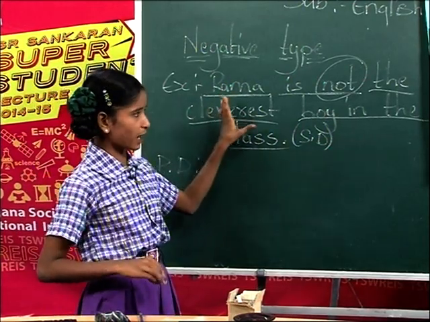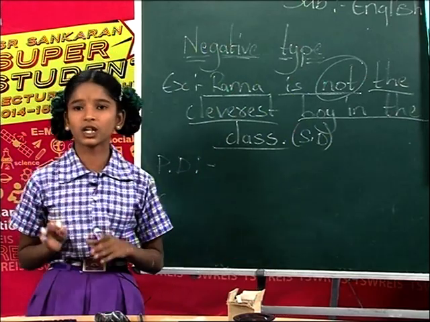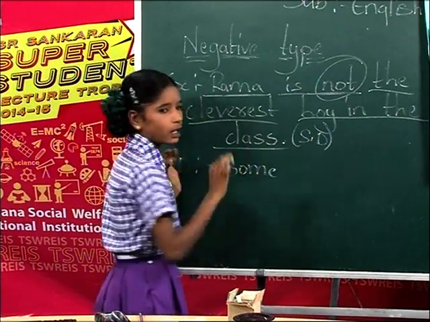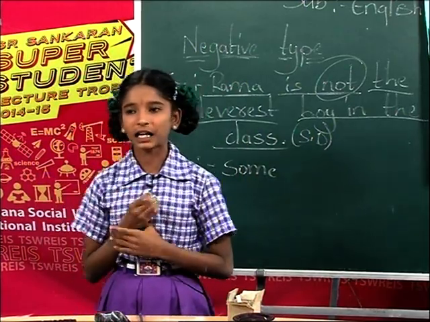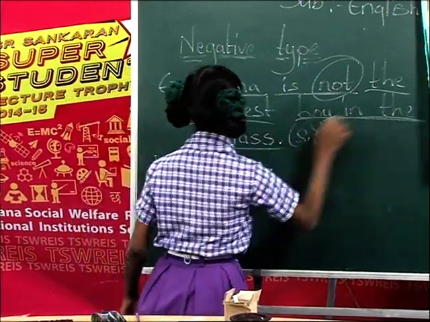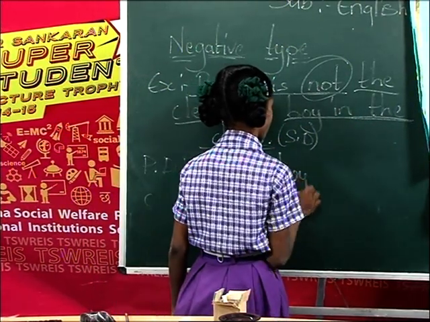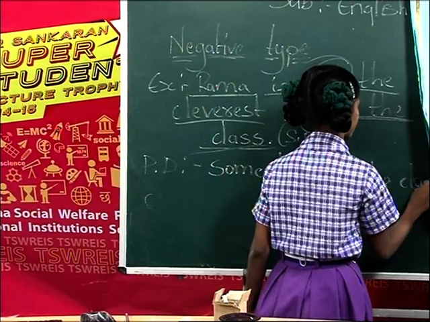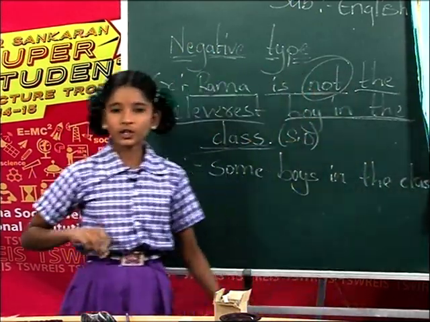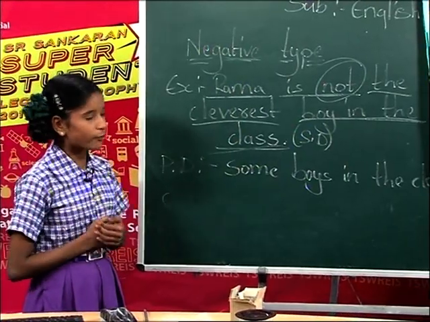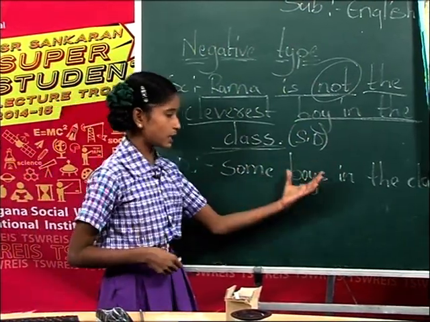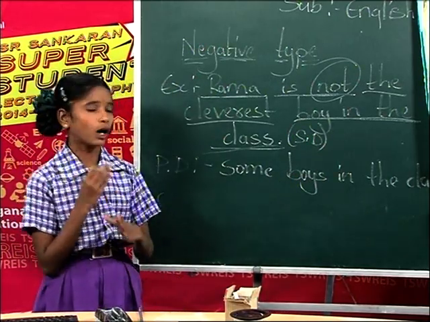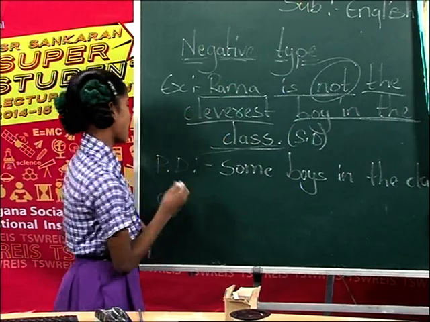While changing from comparative degree to positive degree, we should start with some. Now we should add the last part of the sentence, that is boy in the class. Now we should add the verb. What is the verb, friends? Yes, here the boys is in plural form. That's why we should change the verb as per the sentence. What is the verb now? Yes, are.